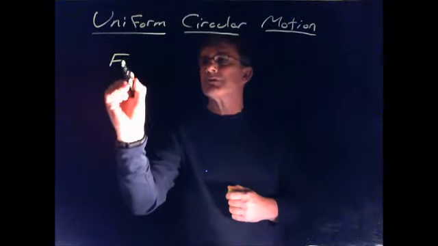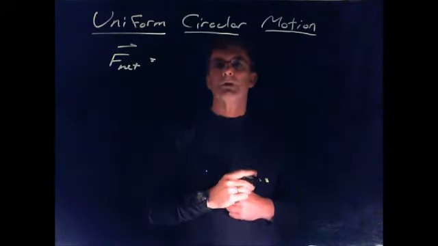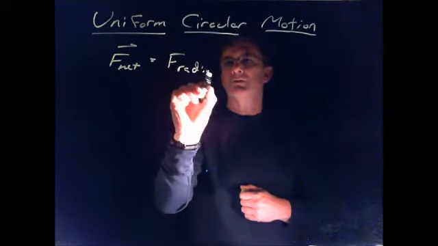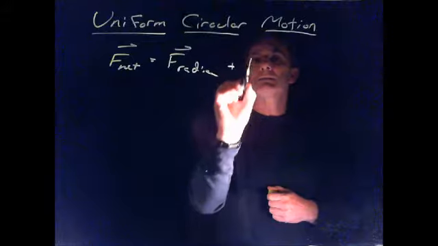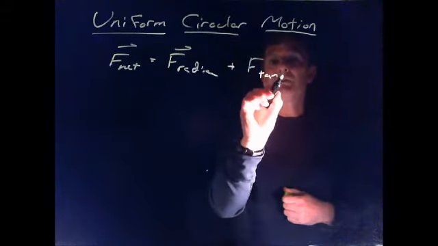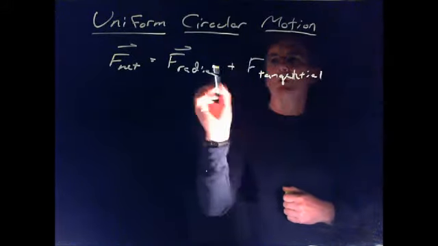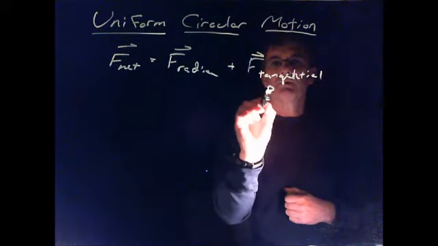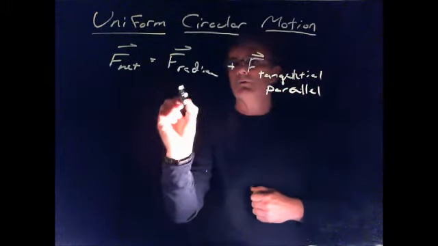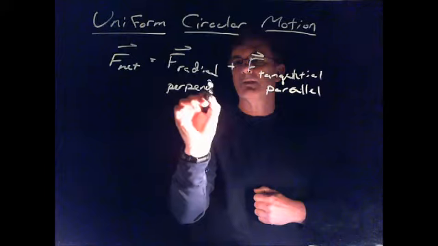The net force acting on an object is going to be the sum of any radial forces plus any forces that are tangential or parallel. So tangential, parallel mean the same thing. Radial means perpendicular forces. They mean the same thing.